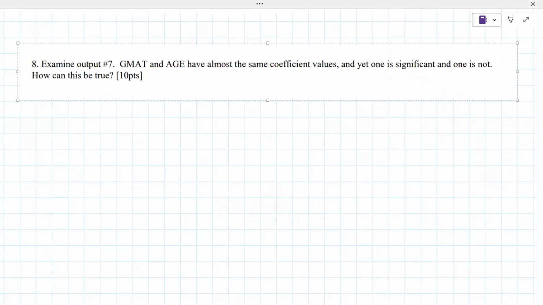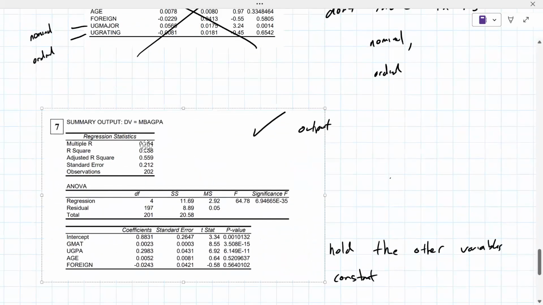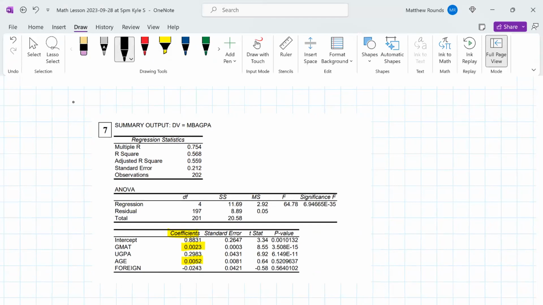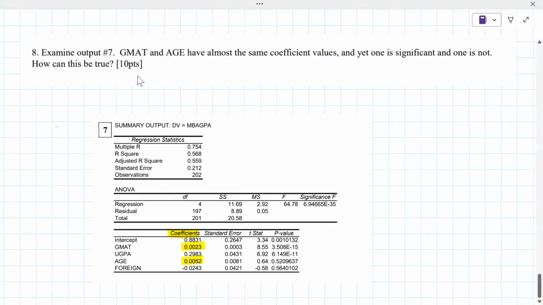So let's go to output number 7 again. GMAT and age have almost the same coefficients. So they're looking at these two right here. Those are the coefficients. And yet one is significant, the other is not. The coefficient has nothing to do with whether it's significant or not. It's the coefficient and the standard error that matter, which I hope the answer says. We'll see what it says here.